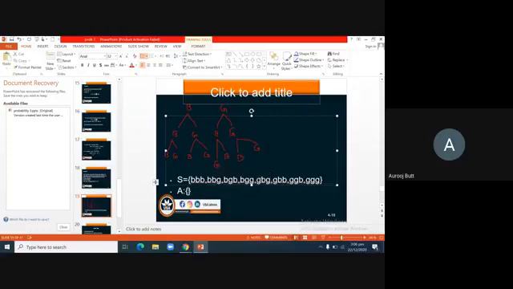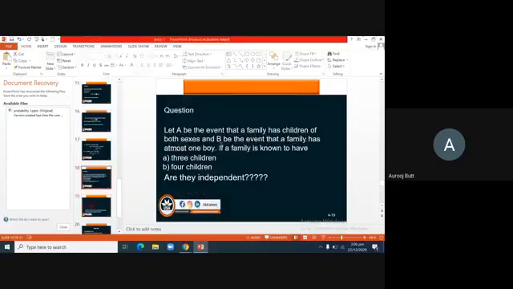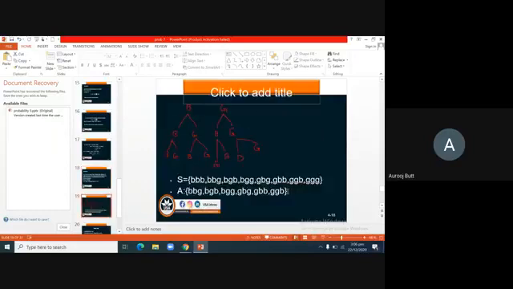So event A can be defined as boy boy girl, boy girl boy, boy girl girl, girl boy girl, girl boy boy, girl girl boy. This is an event A. Then comes an event B. What is an event B? Event B is defined as a family has at most one boy. At most one boy means maximum one boy.